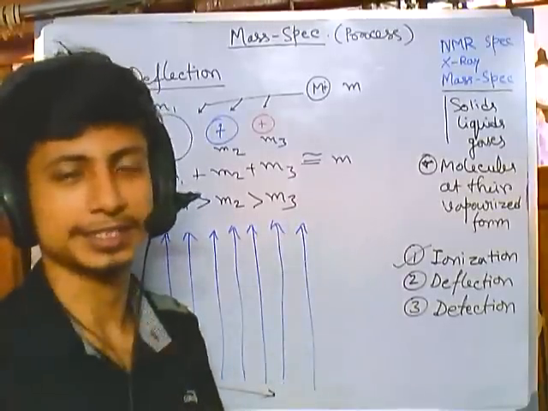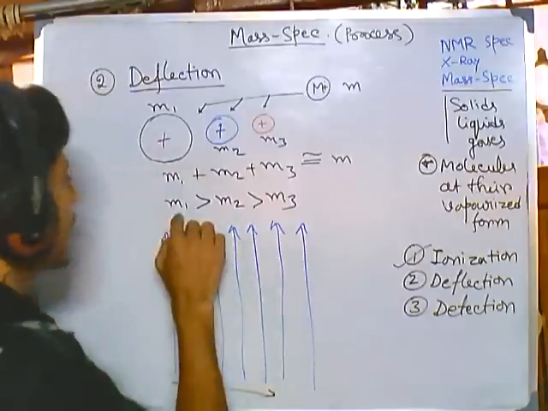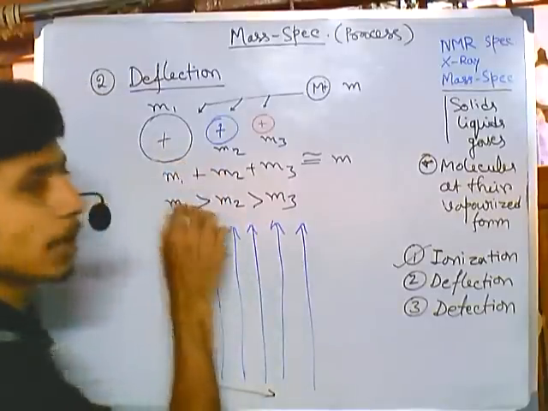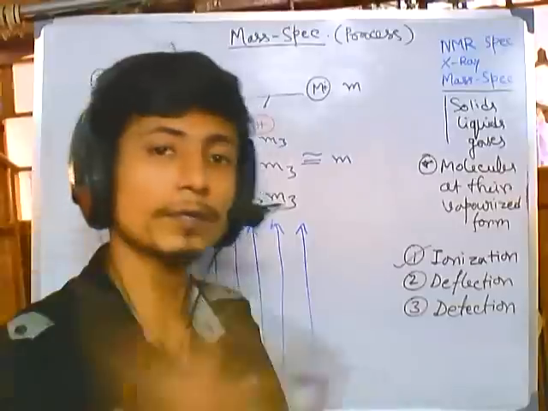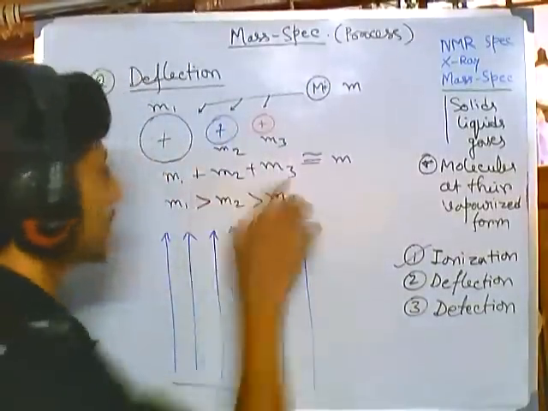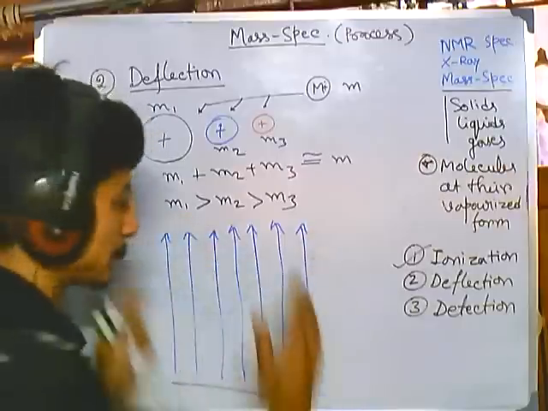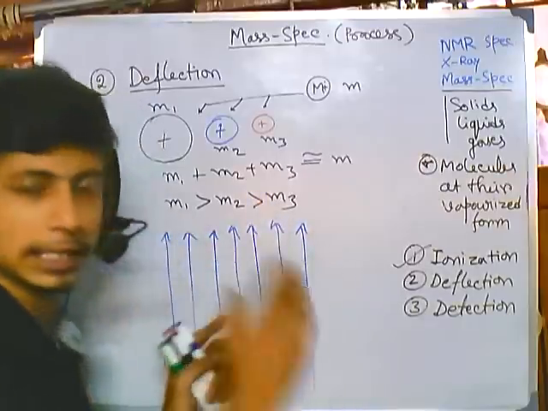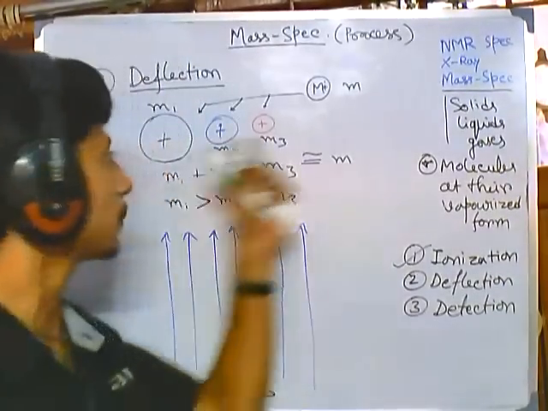which one among them encounters the highest deflection and which one will encounter the lowest deflection? This is a question. From the basic physics point of view, we can tell, as this M1 has the highest mass, we need much more field to deflect it. What it means in this case is that the magnetic field strength is the same.